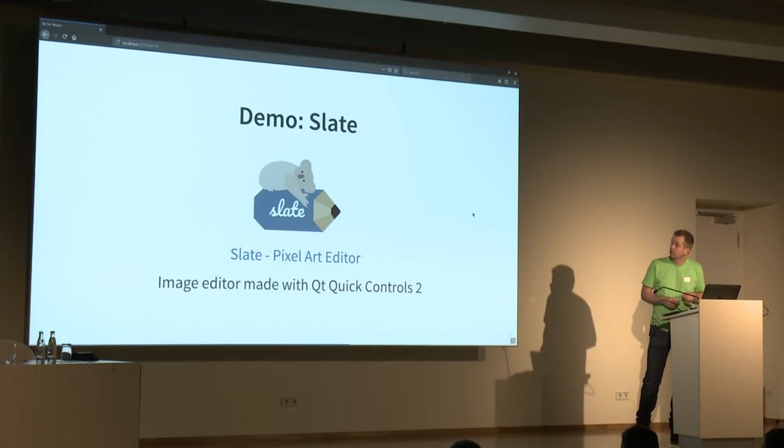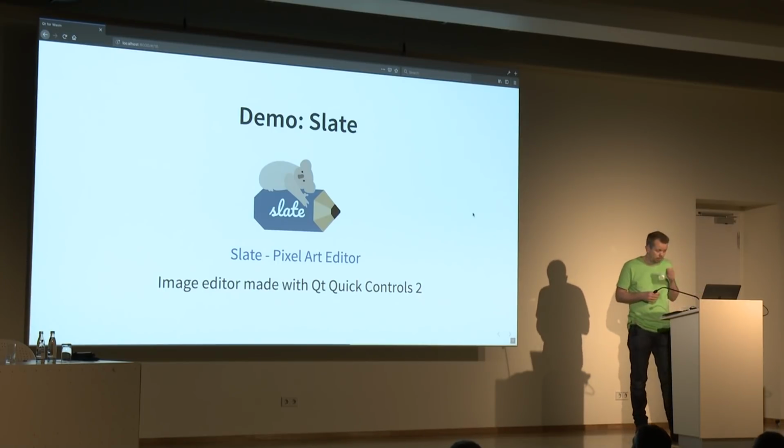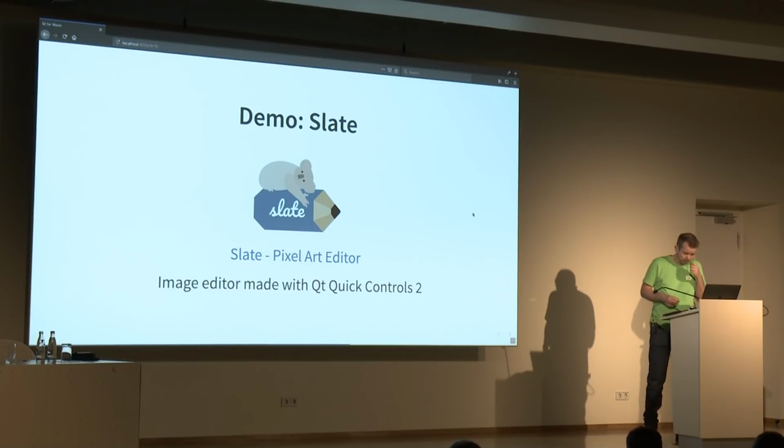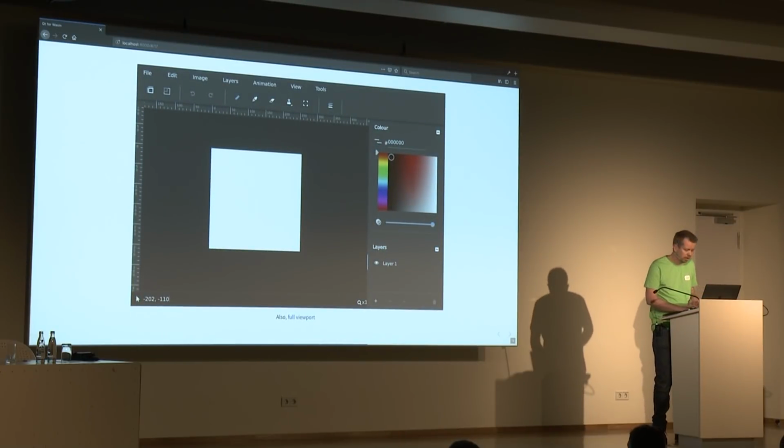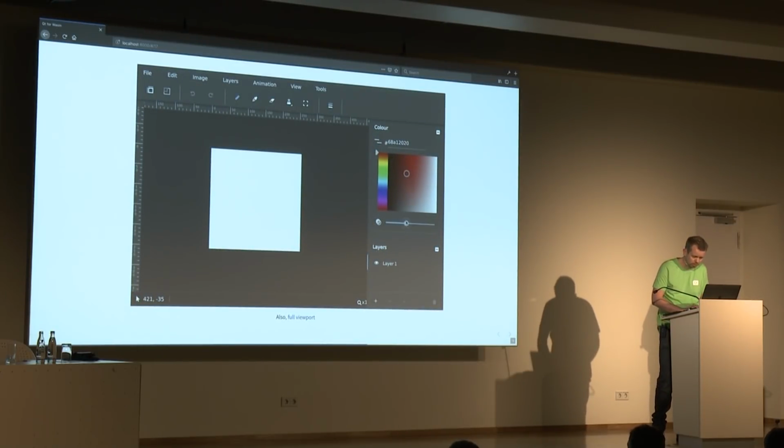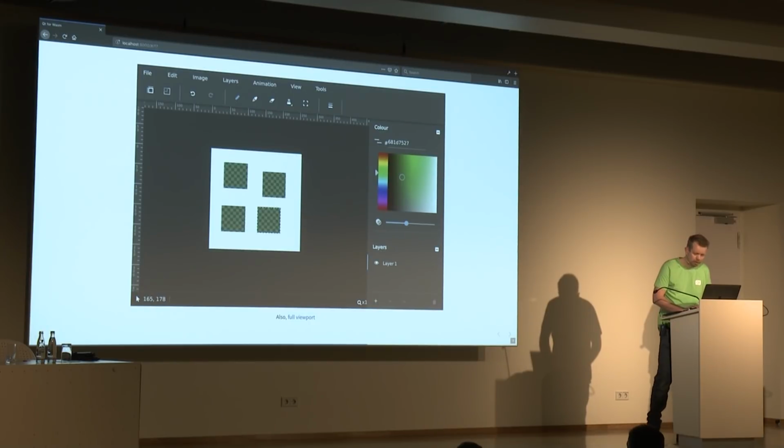So let's look at a demo. We're going to look at Slate, which is an image editor, or a pixel art editor, made by a colleague of mine, Mitch. And here it is in the browser. So I can draw like so. Let's go for the abstract art. The application occupies this rectangle in the page.